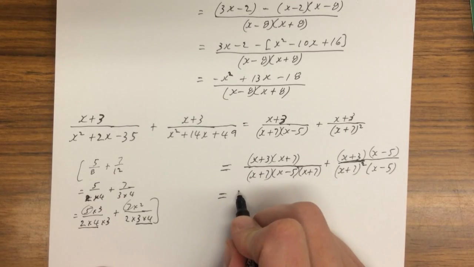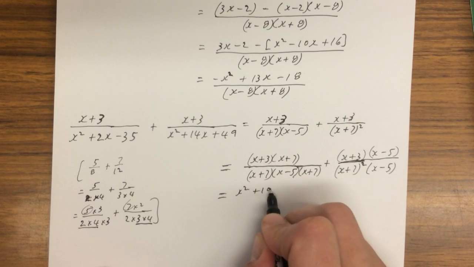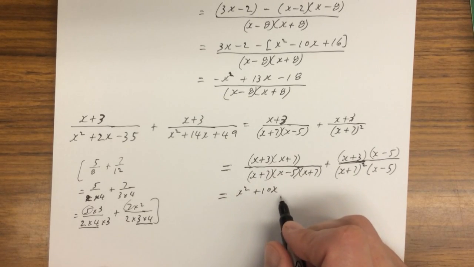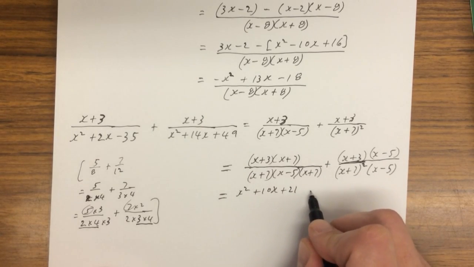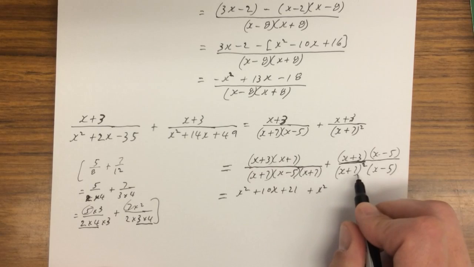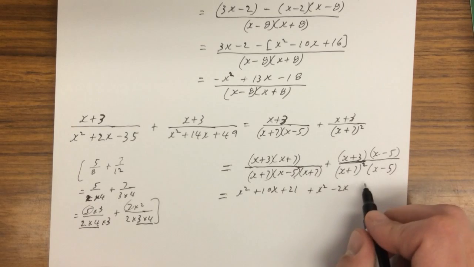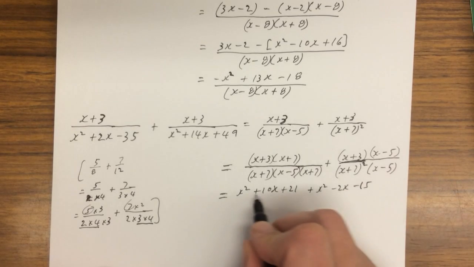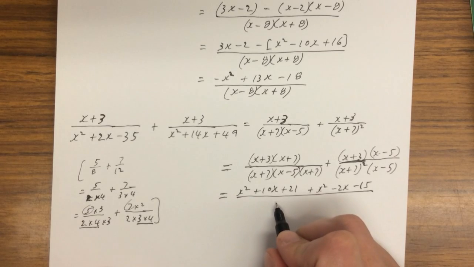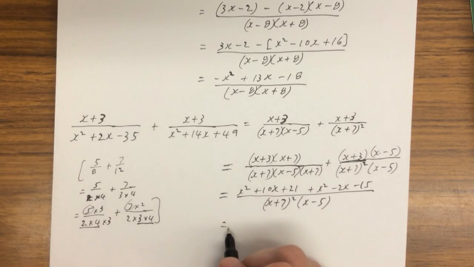Expand that out, we get x squared plus 3x plus 7x plus 10x. Okay, and plus 21, plus, expand this out, x squared plus 3x minus 5x, so minus 2x, and then minus 15. So that's all on the top. And then the bottom is x plus 7 squared times x minus 5. Simplify one more time here.